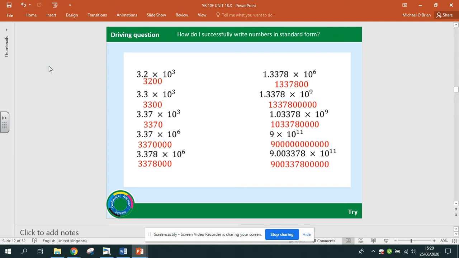Okay, here we have the answers. So 3.2 times 10 to the third, 3,200. 3.3 times 10 to the third, 3,300. 3.37 times 10 to the third, 3,370. 3.37 times 10 to the sixth, 3,370,000. 3.378 times 10 to the sixth, 3,378,000. 1.3378 times 10 to the sixth, 1,337,800. 1.3378 times 10 to the ninth, 13,378,000.